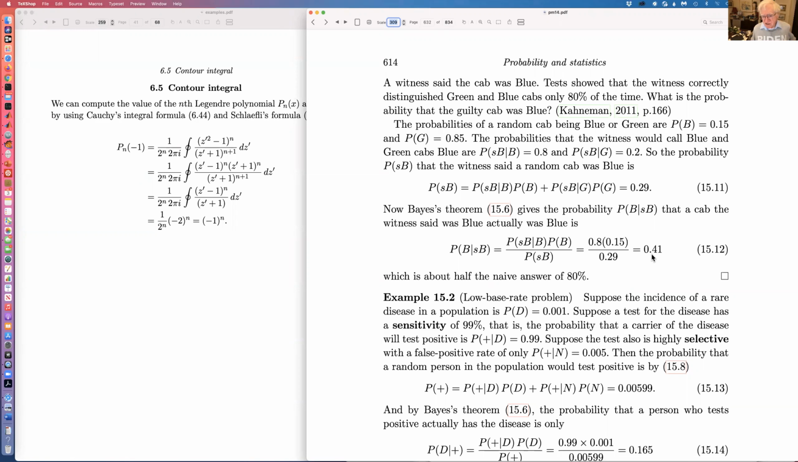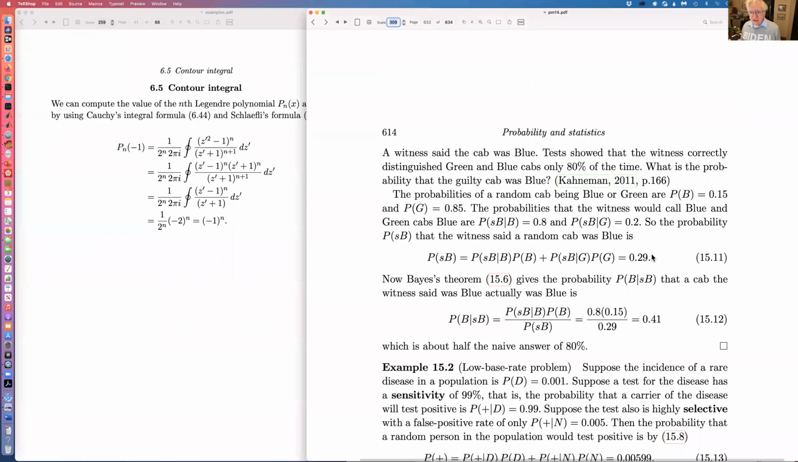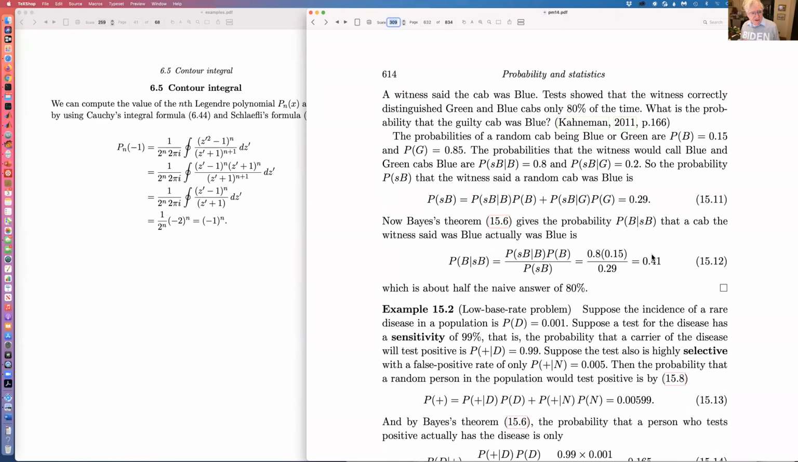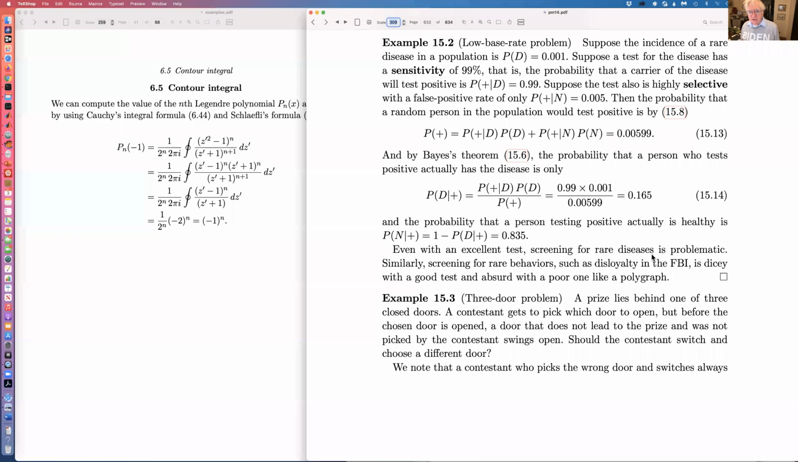So in other words, what we're saying here under these circumstances is that the chance that the witness is right, that the cab actually was blue, is 41%. So in particular, this isn't enough to convict the cabbie, or the driver of the cab.